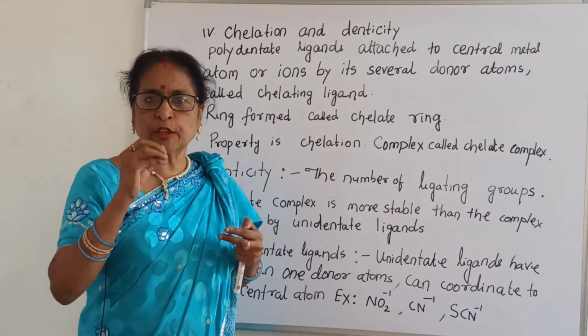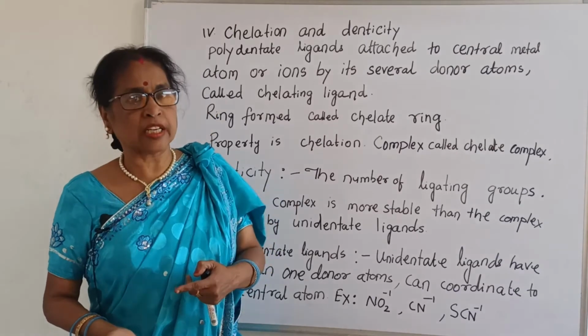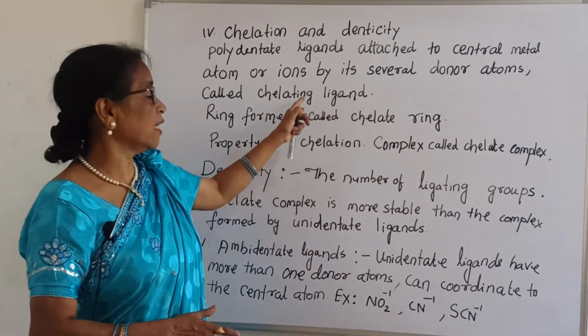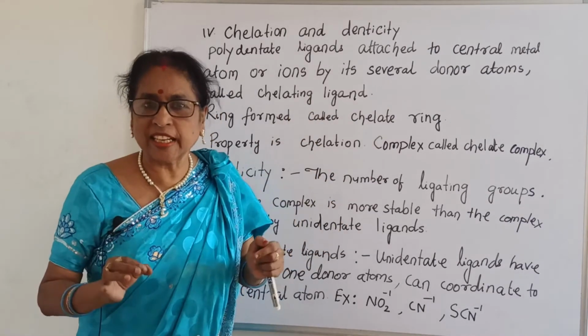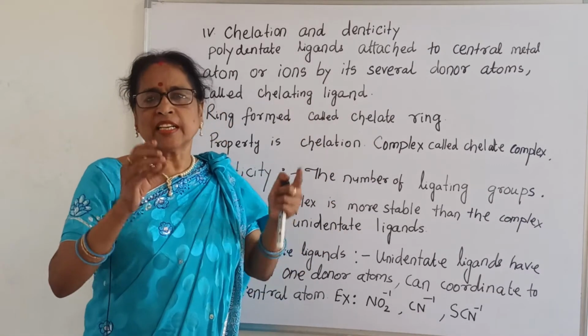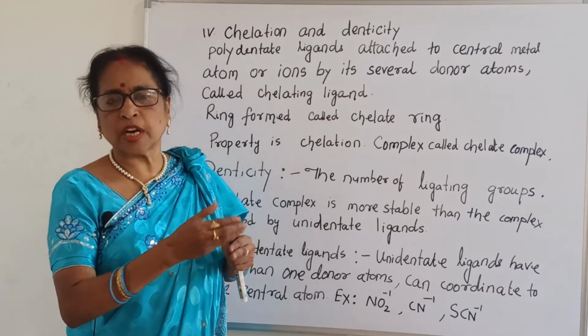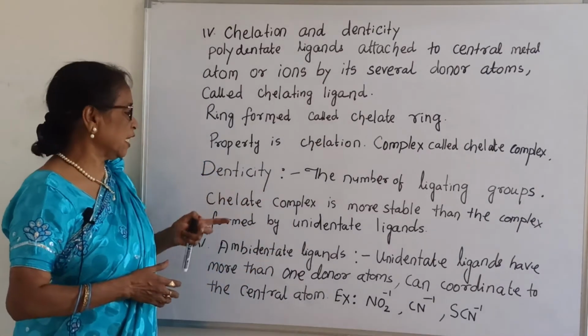Then what is the meaning? It should donate 2 donor atoms or maybe more than 2 donor atoms. They only form the chelate ring and chelate complex, and the ligand is called a chelate ligand. What is the conclusion about a chelate ligand? A chelate ligand is a polydentate ligand, having from 2 donor atoms to more than 2 donor atoms. Then come to denticity.